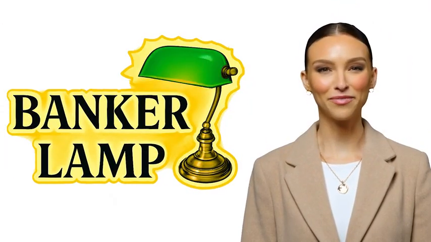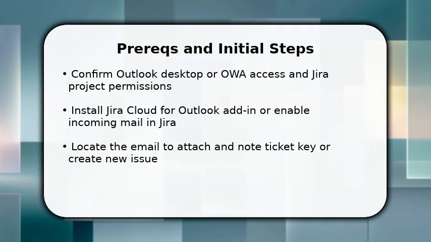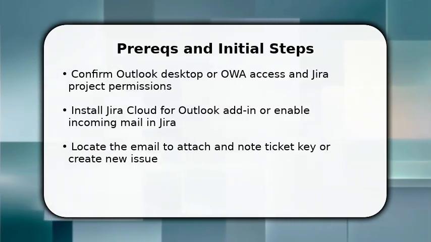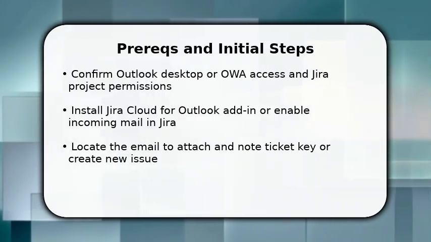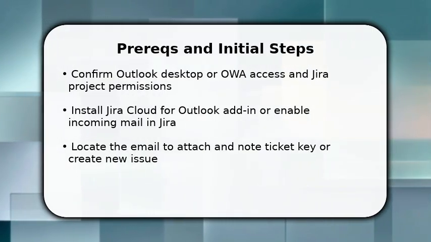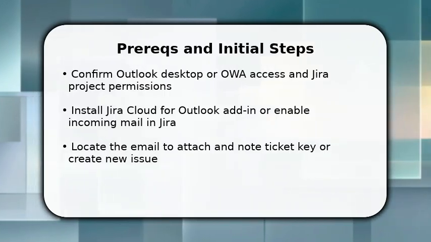Please enjoy the video. You begin by verifying essentials. You have Outlook access and the right Jira permissions. Install the Jira Cloud for Outlook add-in or ensure Jira's incoming mail handler is enabled. This is why attachments flow correctly.